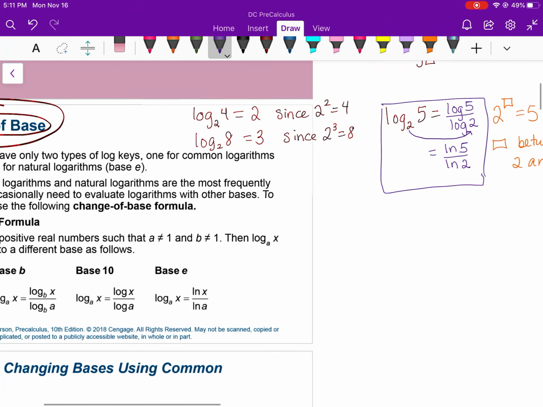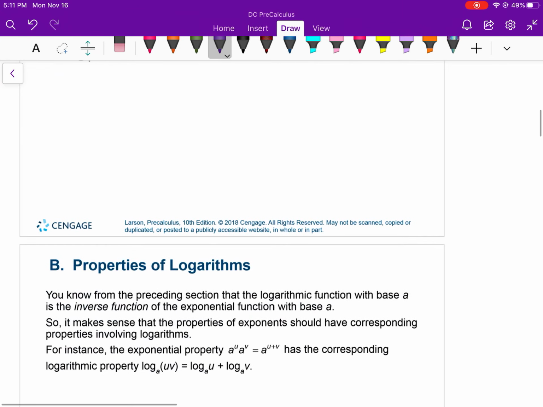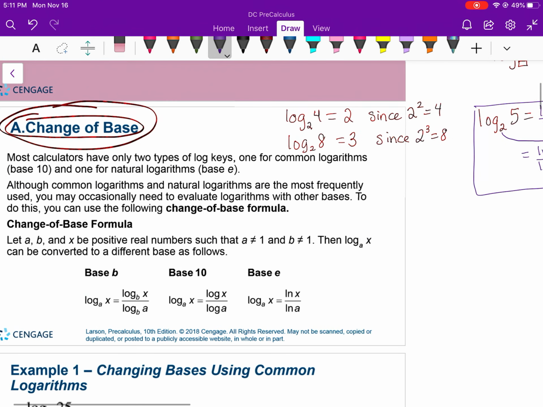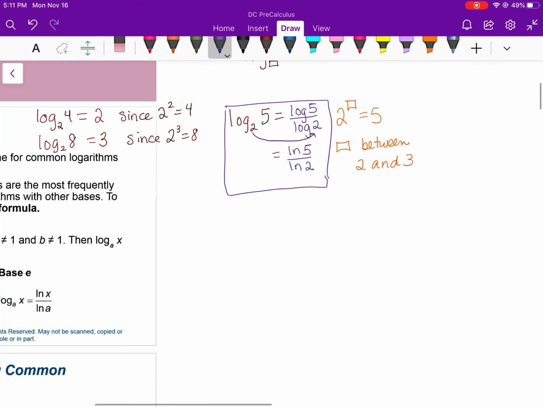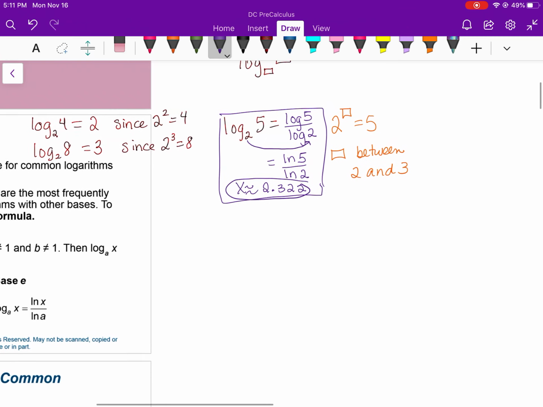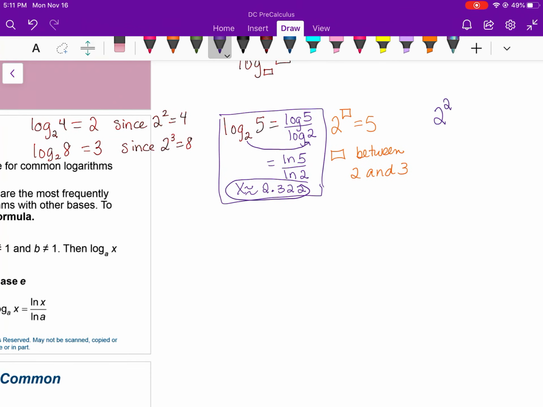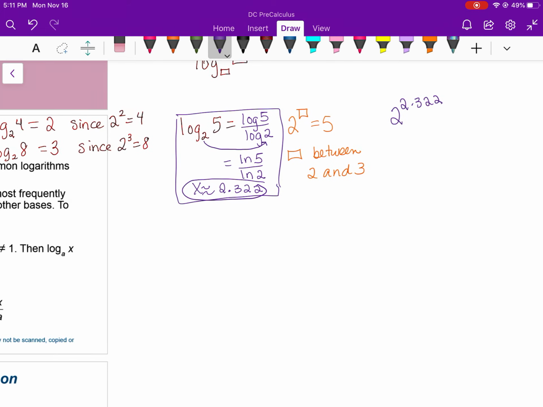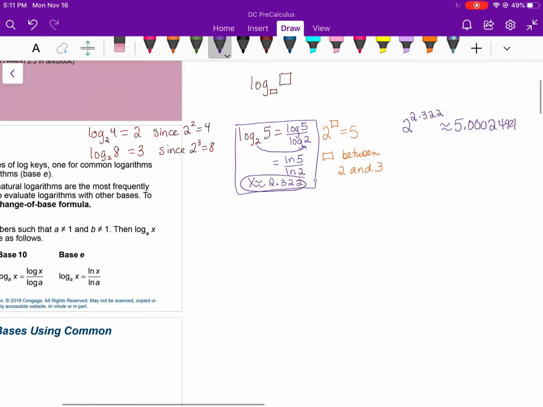Let's go ahead and round these to 3 decimal places. So x is about 2.322. So now if I take 2 and raise it to that power, I'll get really close to 5. In fact, let me see how close I get. 5.00024921. So I'm pretty darn close to 5.